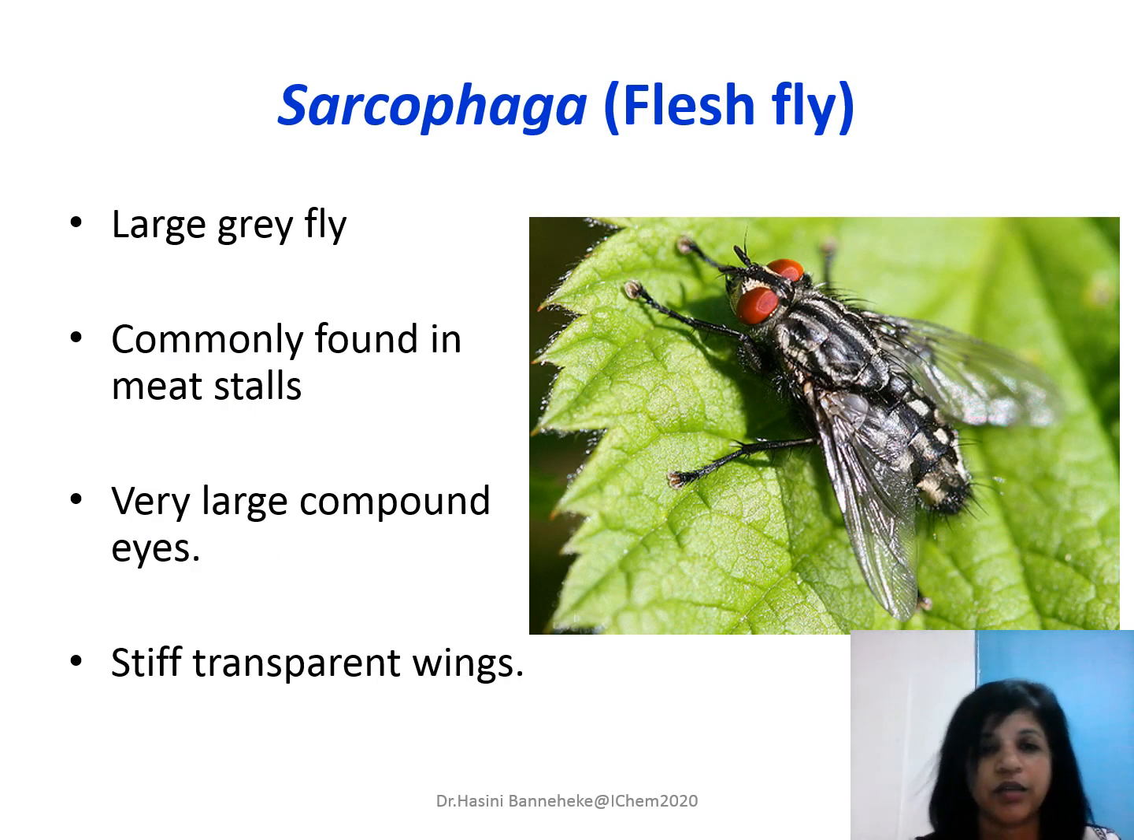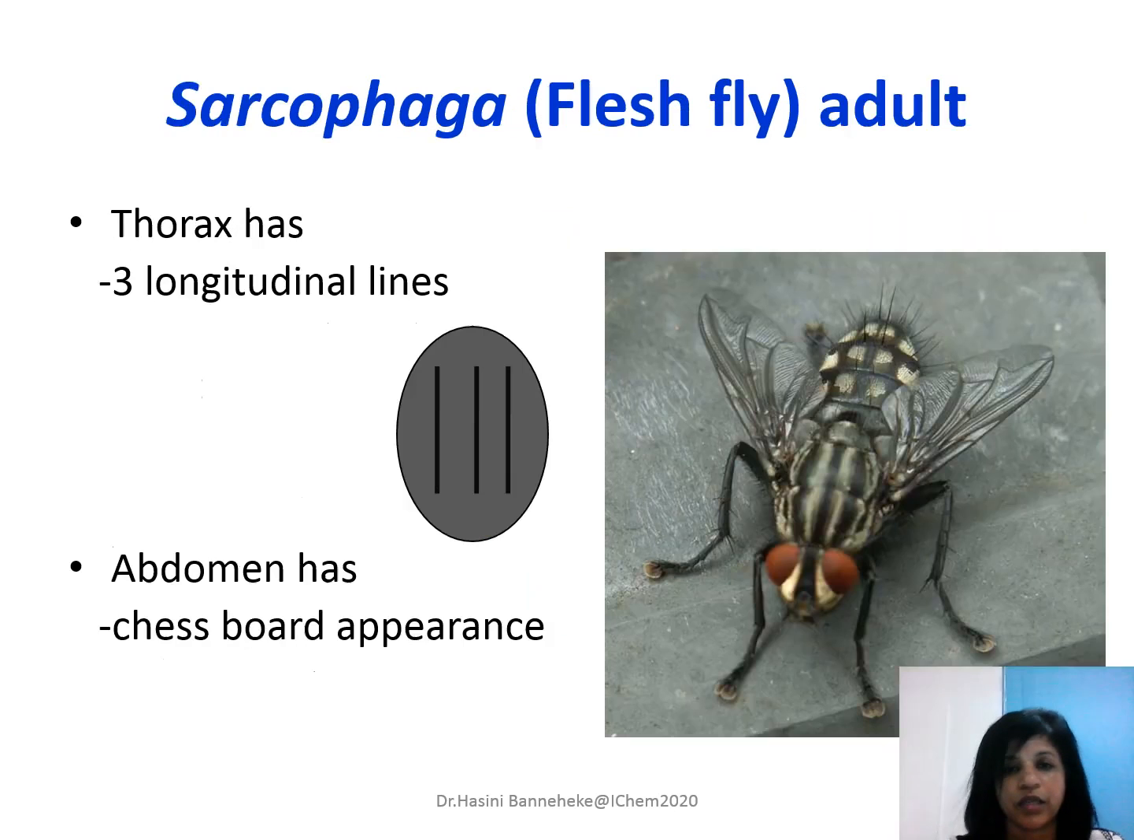Moving on, we'll talk about sarcophaga, the flesh fly, a little. Now, the flesh fly is commonly seen in meat stores, that's by the name, and it has a peculiar appearance with which we can recognize them as sarcophaga. Now, in the Musca domestica, I said it has longitudinal lines in the thorax. Likewise, a sarcophaga has three longitudinal lines on the thorax.